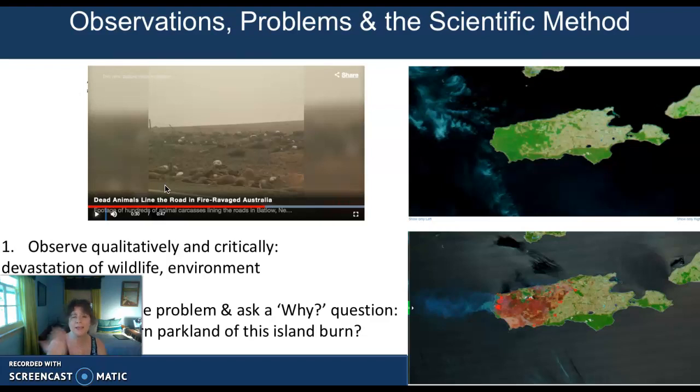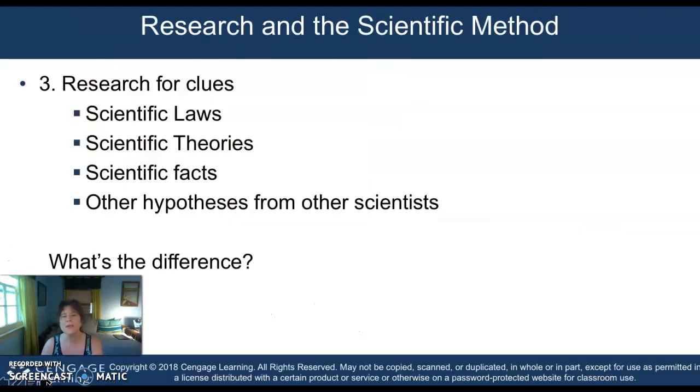In my case, that why question was, why did the western parkland of Kangaroo Island, look at the western parkland here, it's beautiful green before the fires. The western parkland, which was a beautiful green, obviously pretty well saturated with water, why did that burn so intensely? Why wasn't it quenched by the water that was in the soil? That's very interesting to me. I research and I look for clues to that problem.